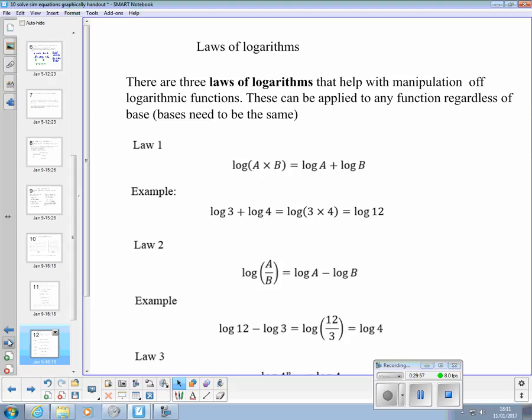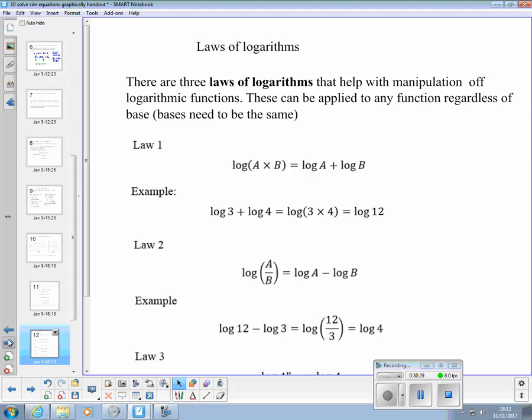The first law is that the log of a times b is equal to the log of a plus the log of b. So what that means is, if we wanted to multiply two numbers together, we could take the log of those two numbers, add them together, and then find the anti-log of the result, and we have multiplied those two numbers together.